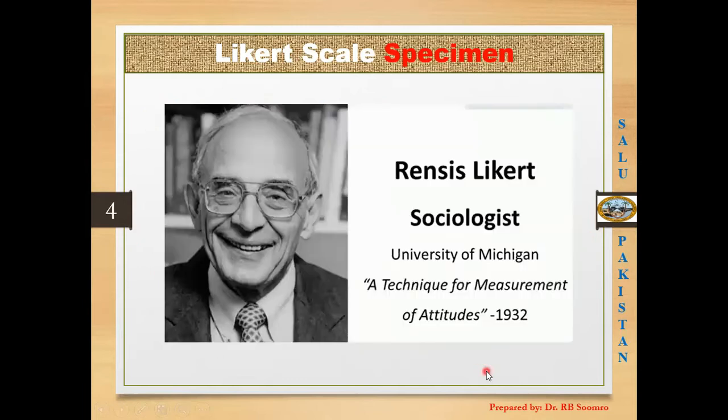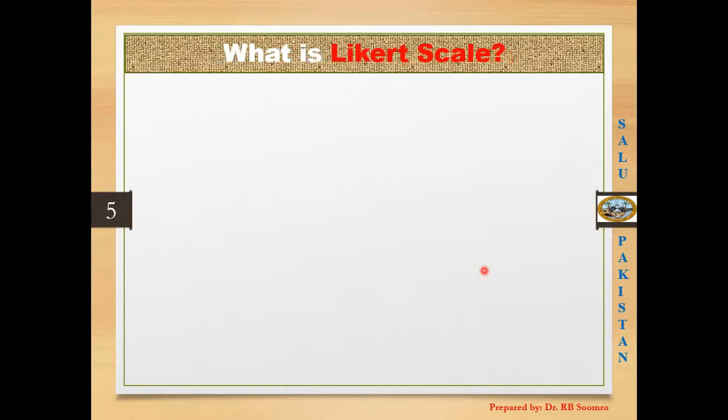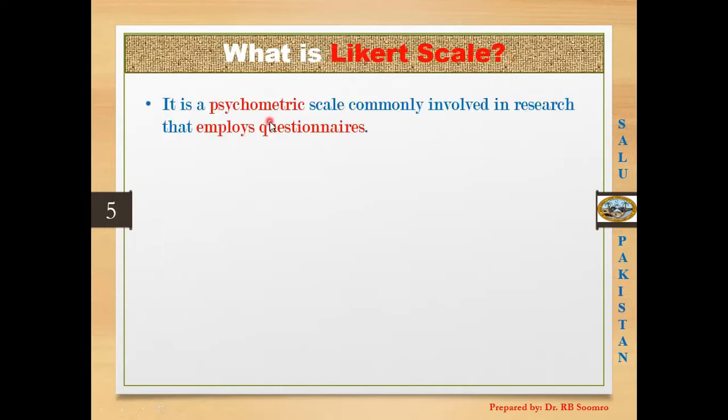Okay, so now this is the picture of Rensis Likert. He was a sociologist, and he was serving at the University of Michigan in 1932. In that year, he originated this type of concept in research. And then it is a psychometric scale commonly involved in research that employs questionnaires. Whenever we are going to collect data through a questionnaire, especially primary data, we have to use these types of Likert scales.